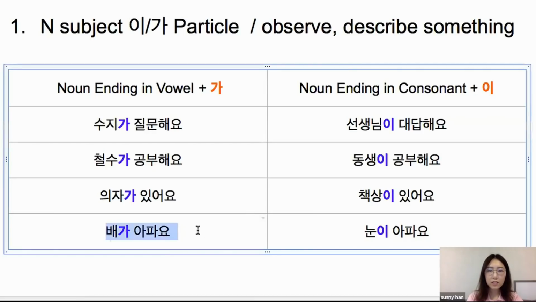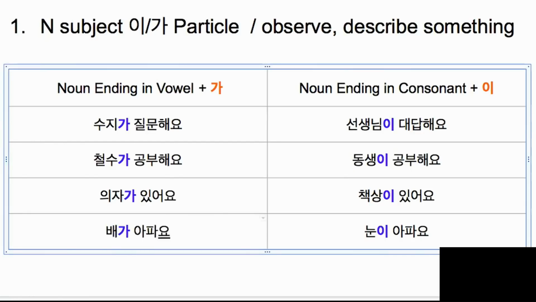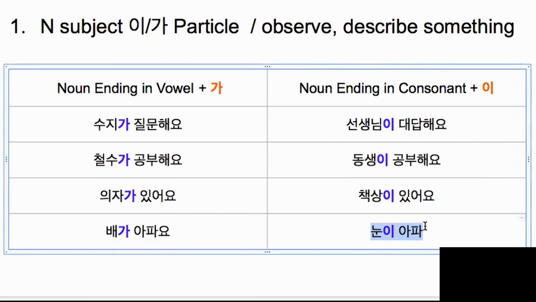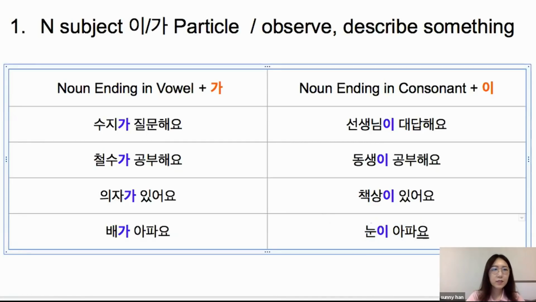For this, informal way, we can say like this, right? 배가 아파. So if you speak to your friend for this phrase, 눈이 아파. 눈이 아파, right?